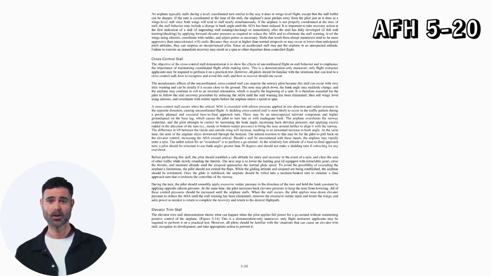Before performing this stall, the pilot should establish a safe altitude for entry and recovery in the event of a spin, and clear the area of other traffic while slowly retarding the throttle. The next step is to lower the landing gear, if equipped with retractable gear, close the throttle, and maintain altitude until the airspeed approaches the normal glide speed.